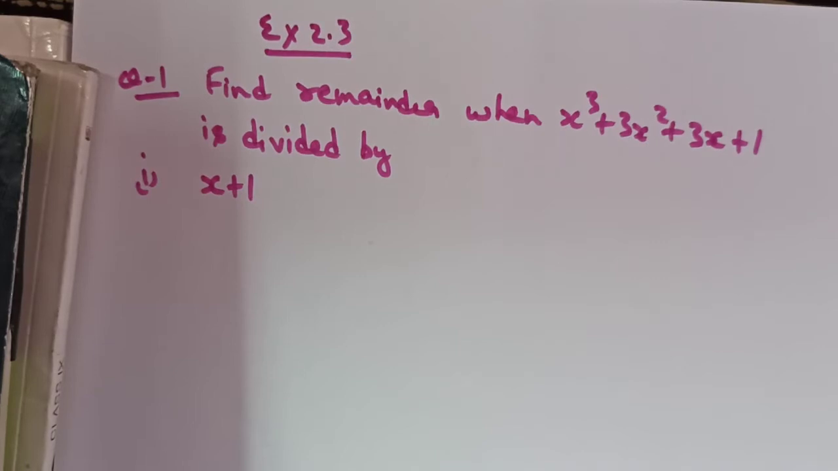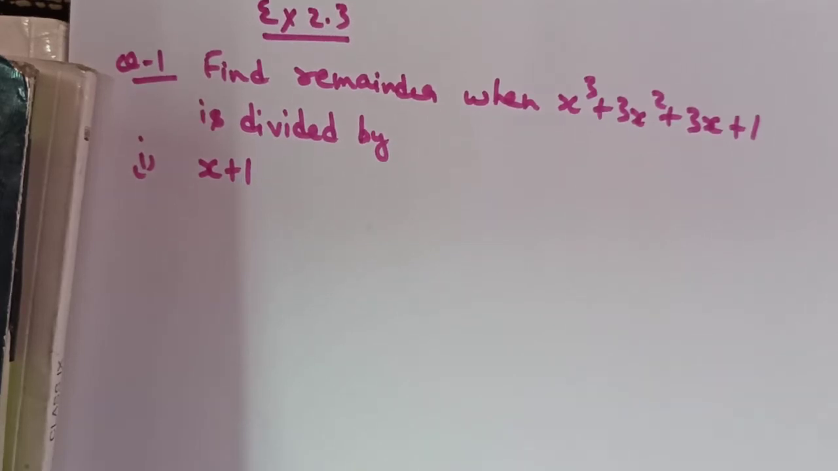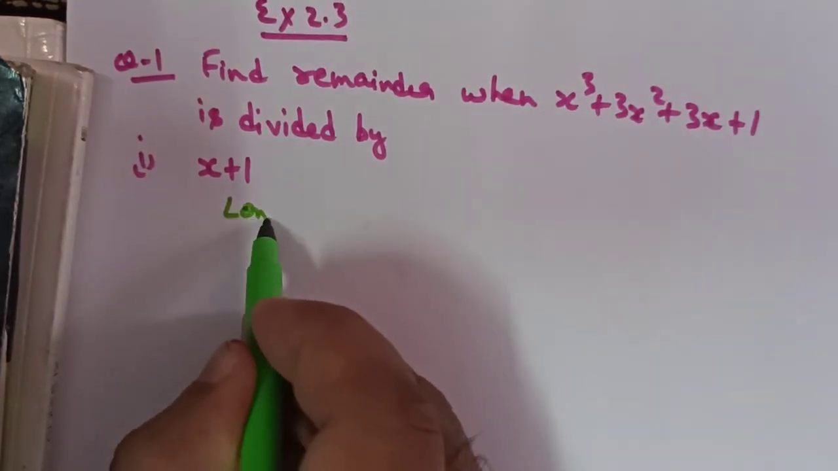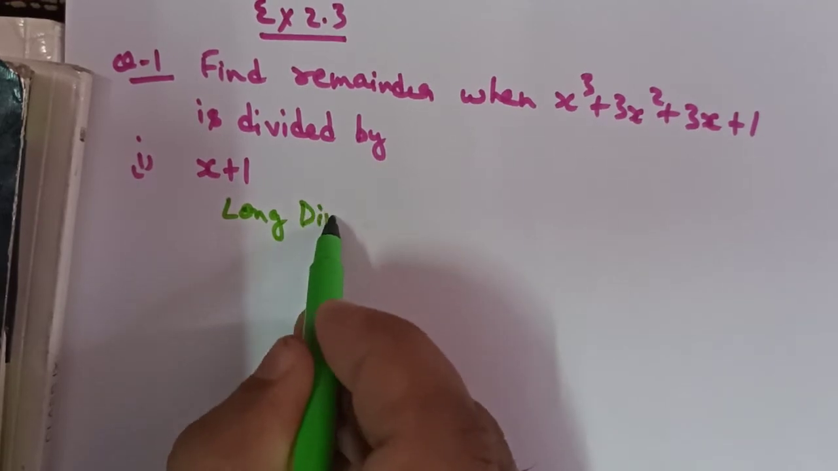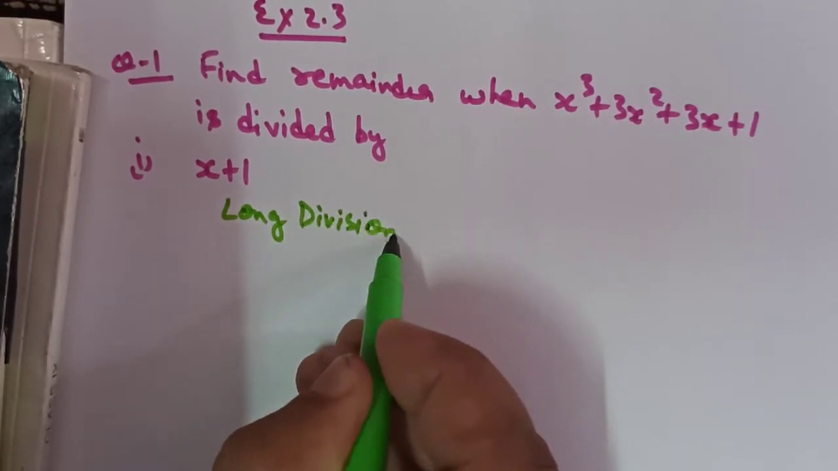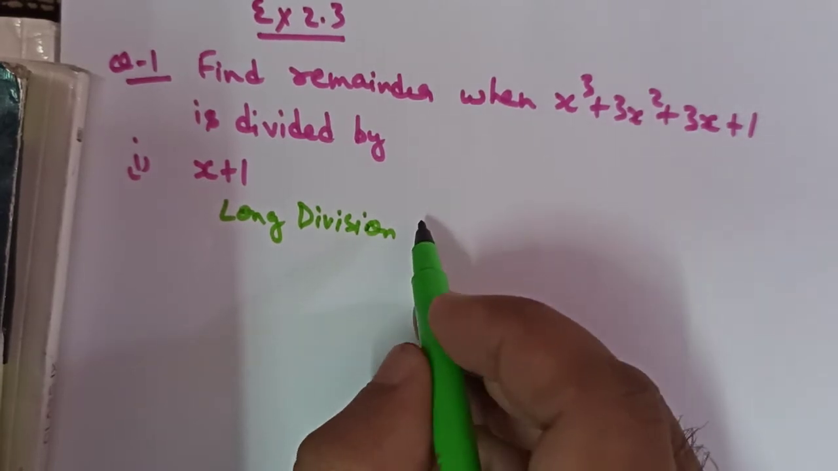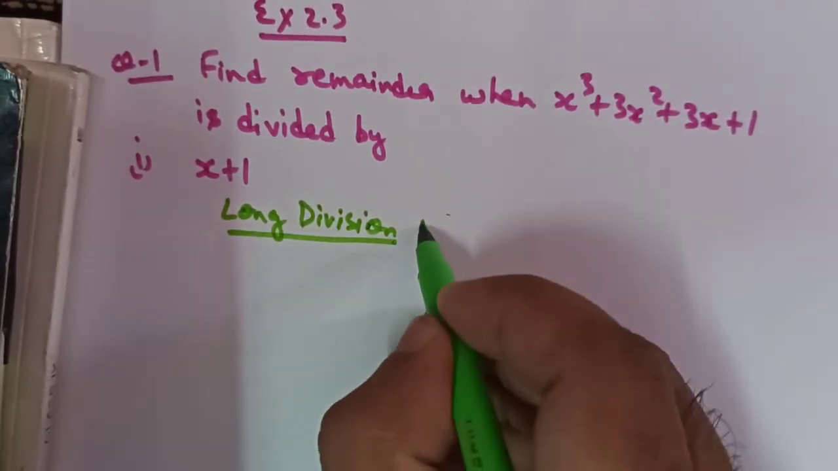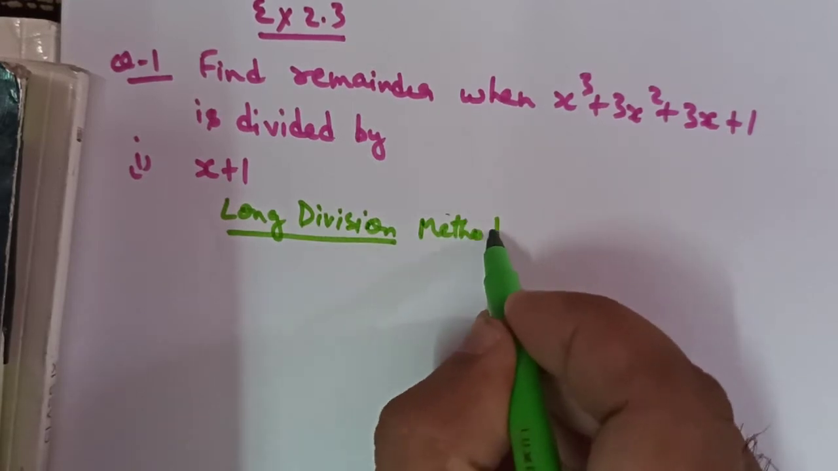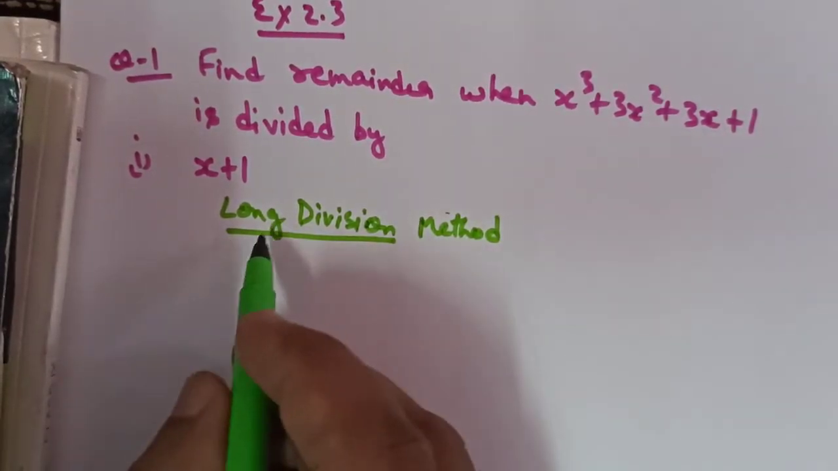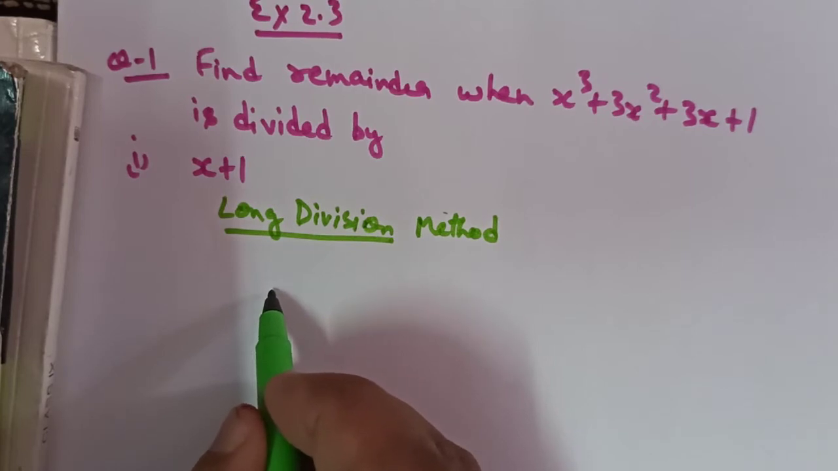There are 3 methods by which you can find the remainder. The first method is the long division method. So first we will discuss the long division method. This you have done in your previous classes, I think you must have done it in the junior classes.